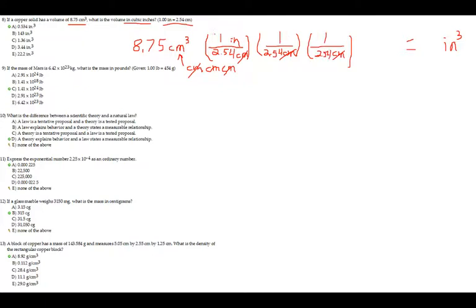And then there's a bunch of 1 inches across the top, and these 3 inches that appear across the top is what gives us the inches cubed in the final answer. So keep track of your units. This should come out to be 0.534 inches cubed.